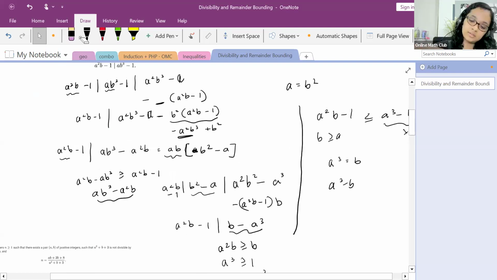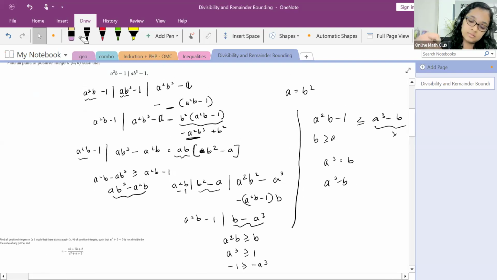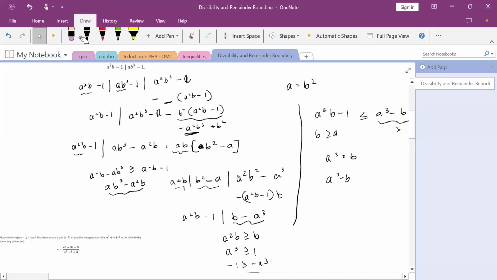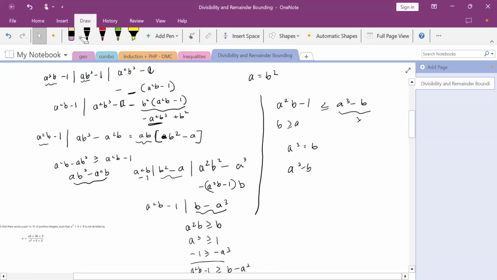Wait, how did you show that a is less than or equal to b? When you show that, I think there was one more case when a equals 1. So we took two cases, right? We first took a greater than or equal to b, and then we took a less than b.